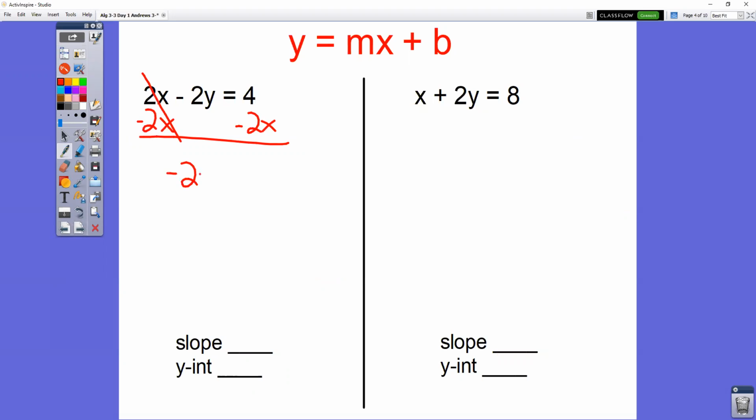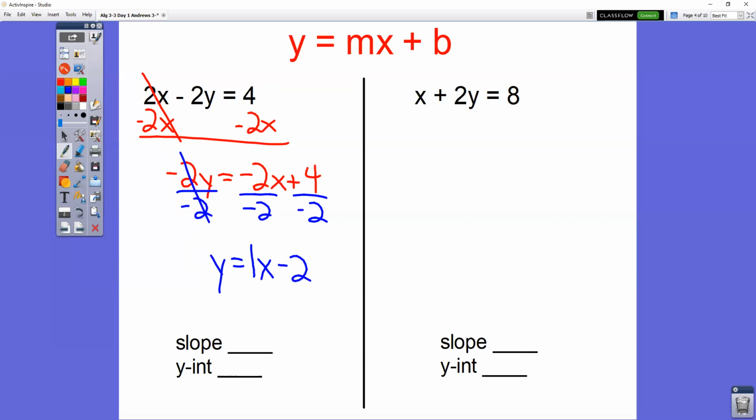So now we have negative 2y equals, again, I can't subtract those, but I want to switch around the order to be negative 2x plus 4. This says negative 2 times y, so I want to divide by negative 2, divide by negative 2, divide by negative 2. Negative 2 divided by negative 2 is a positive 1x. 4 divided by negative 2 is negative 2. This would be perfectly acceptable as an answer.